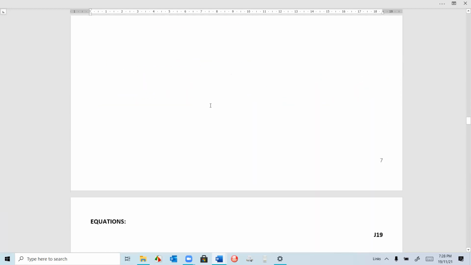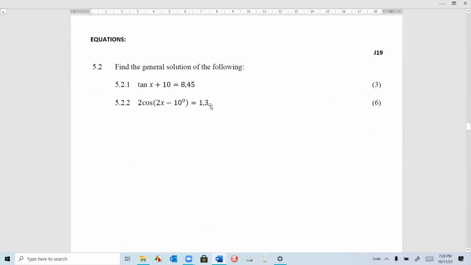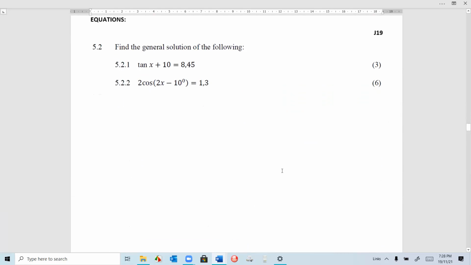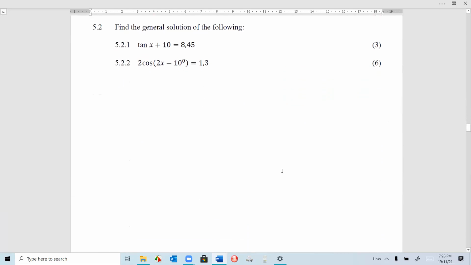Okay, another very important section in the paper is what we call trig equations. Have you done trig equations? Yes or no? Yes, sir. All right.